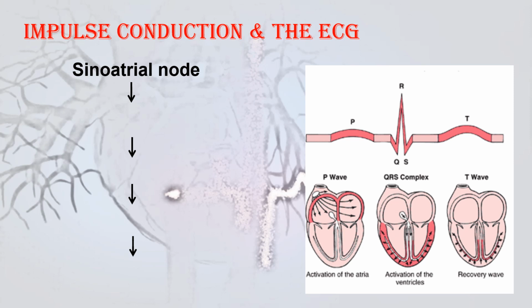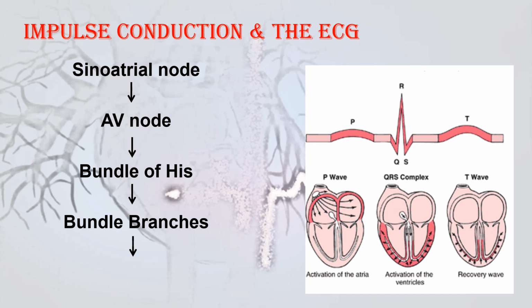After the P wave, the impulse is transferred to the AV node, and from the AV node to the bundle of His, and from the bundle of His to the bundle branches, that is the right bundle branch and left bundle branch, and reaches the Purkinje fibers. When it reaches the Purkinje fibers, the ventricles are activated. That is the formation of the QRS complex. The QRS complex represents ventricular depolarization.